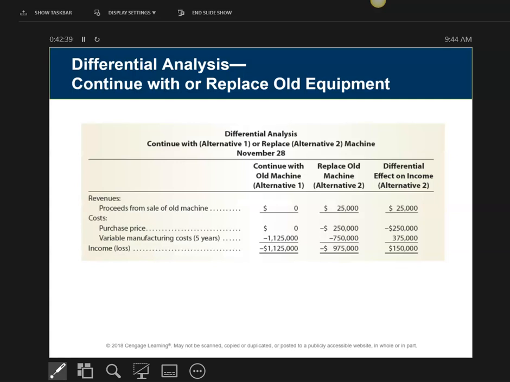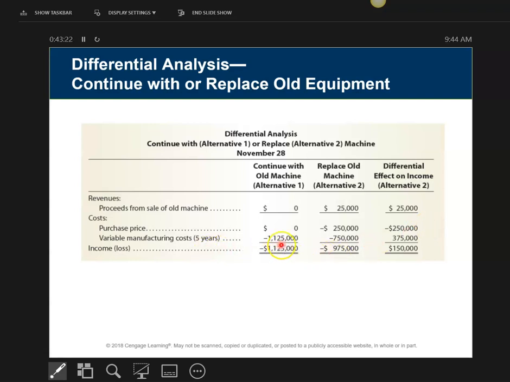So here's my chart, and alternative one is continue what I'm doing. That's the status quo. Alternative two is to buy a new piece of equipment. And we're going to look at differential effect on income if I decide to replace it. So here's my revenue. The revenue would be the selling of the machine. So there is no revenue if I continue, but I will increase my revenue by $25,000 because I'll sell my old equipment if I buy a new one. Here's my cost. No purchase price cost if I keep doing what I'm doing, but I will spend $250,000 to buy new ones. So again, it's going to increase my cost by $250,000.